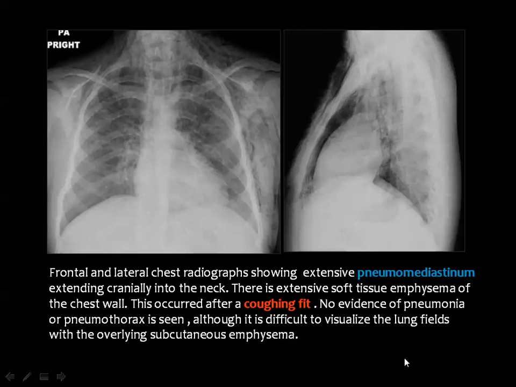One of the best signs for pneumomediastinum is what's known as the continuous diaphragm sign. You can see that you can follow the contour of the diaphragm along its whole course.